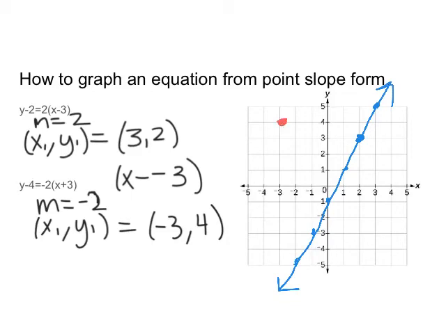Okay, once you got it, we're going to plot that point, -3, 4, and then we're going to do our slope of -2 this time, down 2 over 1. All the way across, and then another sort of wobbly line. Beautiful.